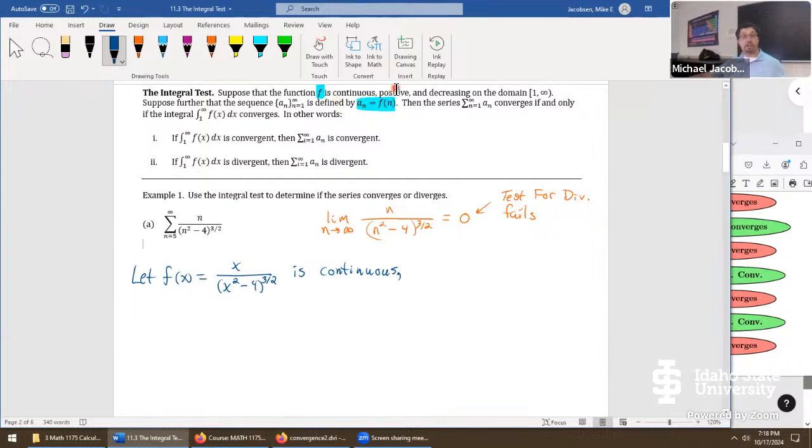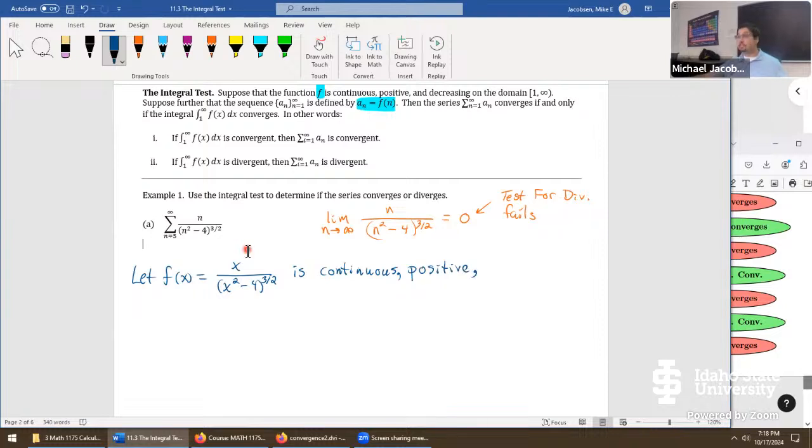It has to be a positive function. So let's take a look again. That function could be negative if you plugged in, say, like a -2 or something like that. But on the domain from 5 to infinity, it's also a positive function. So we've matched that condition. So this function is continuous, positive.